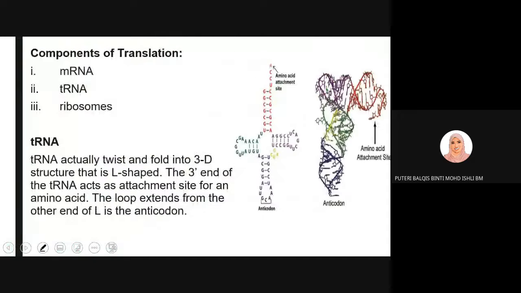This is tRNA. These two diagrams are tRNA. You can see that this is where the anticodon is located, at the bottom. The anticodon will be complementary to the codon. And at the head of the tRNA, there is an amino acid attachment site.